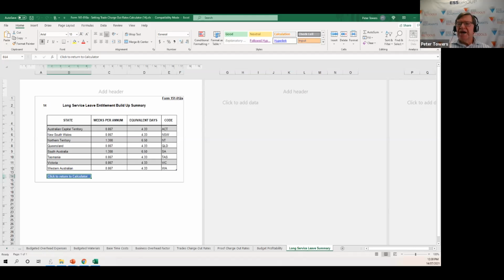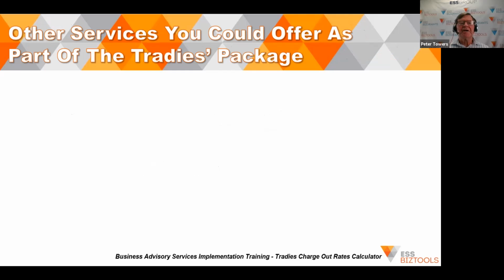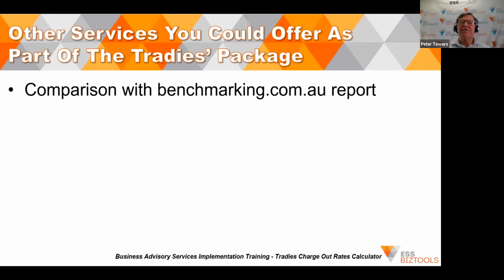So what I want to do now, that's the overview of how the labour on cost product works. You have determined a report which is contained in that proof of charge out rate summary. You've got a report you can sit down and discuss with your client. And I'm just going to go back now to where we've talked about Paul. So we're now at other services that you could offer as part of the Tradies package.